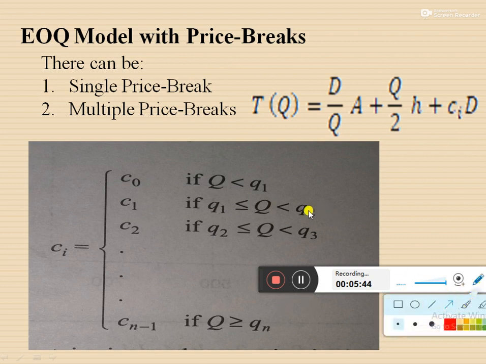In these types of situations, the purchaser or the buyer can get a single price break or multiple price breaks. This is the formula for calculating the total cost, where C denotes the purchase price at different order levels or at different quantities ordered. Like C0 denotes the purchase price if the quantity ordered is less than a particular quantity that is equal to Q1.